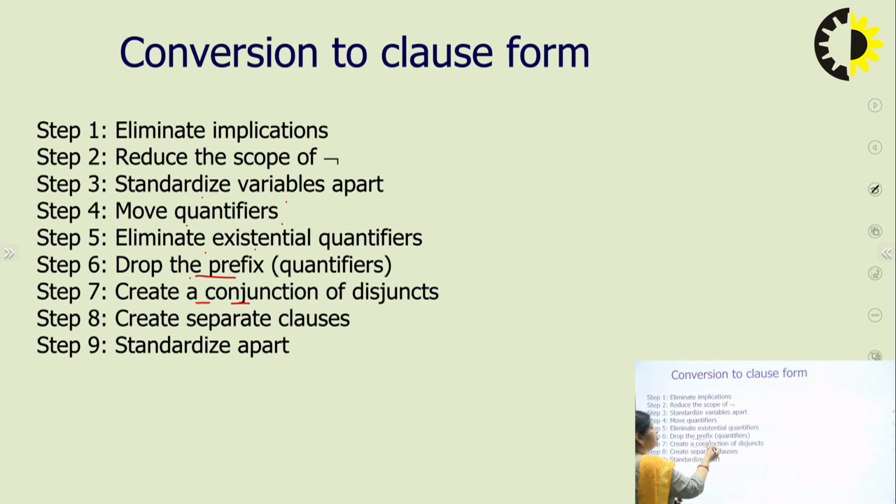After removing implication and quantifiers, we will move towards removing the conjunction. How is the conjunction removed? That is done by creating a conjunction of disjuncts with the help of the distributive law. Then we will remove the conjunction and create separate clauses. And at last, we will standardize apart again, meaning if we have propositions with the same variable name, we will rename those with different names. Up to this point we have discussed last time.